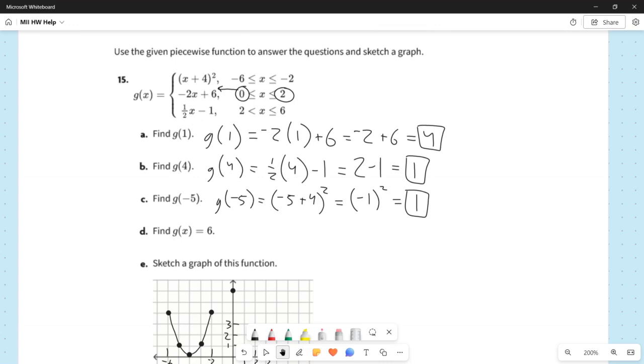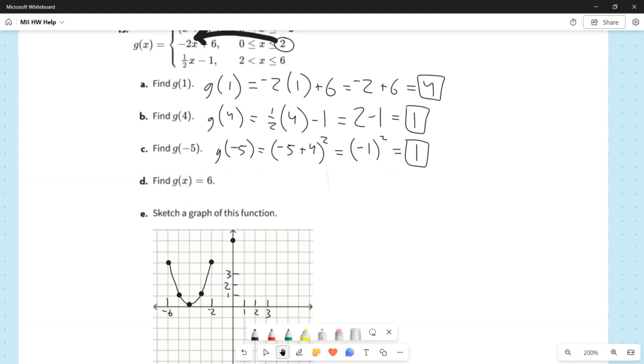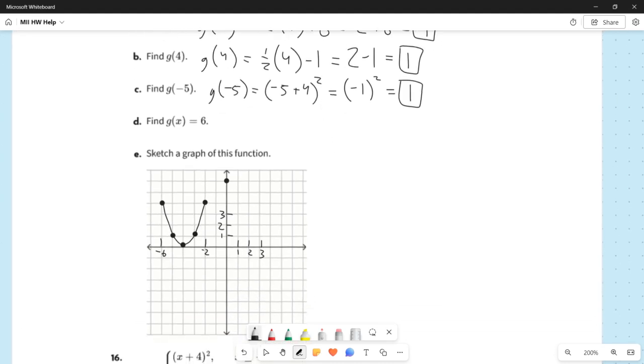Our upper bound was 2, and if we take that 2 and plug it in for x, I'm not going to bother changing that. So we plug a 2 in here, we get -2 times 2, which is -4, and then -4 plus 6 is +2. So we plug in a 2, and we get a 2.